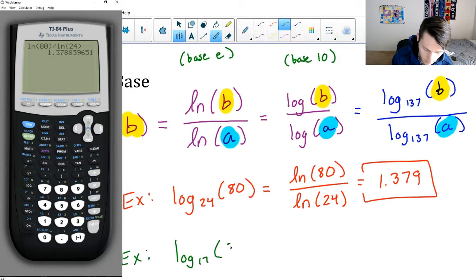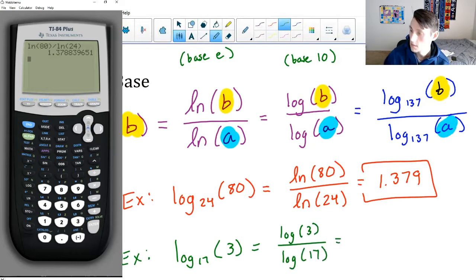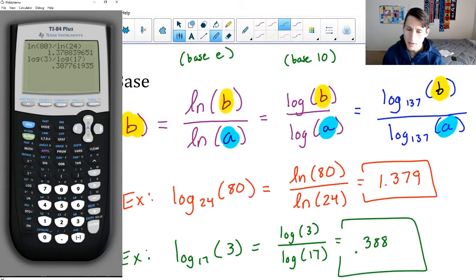So again, let's say log base 17 of 3. Okay, well, same thing. I can change the base. Let's do common log this time for no reason other than that's just what I'm choosing because I can. So I'll type it in. Common log of 3 divided by common log 17. Boom. .388.